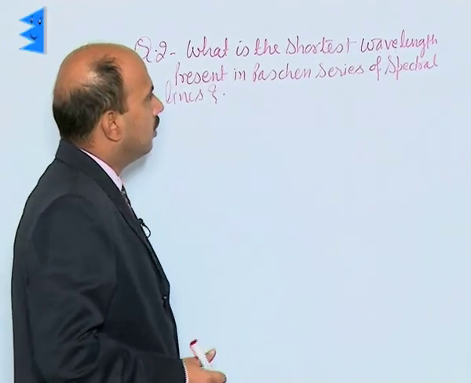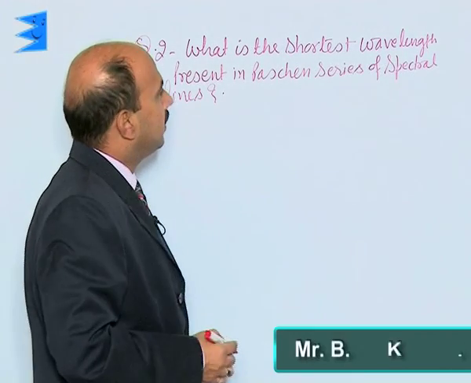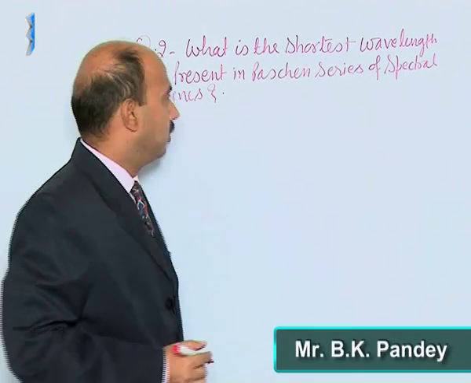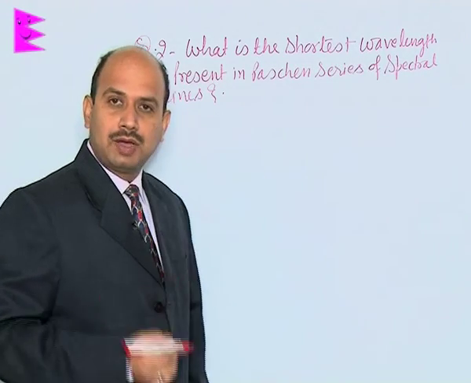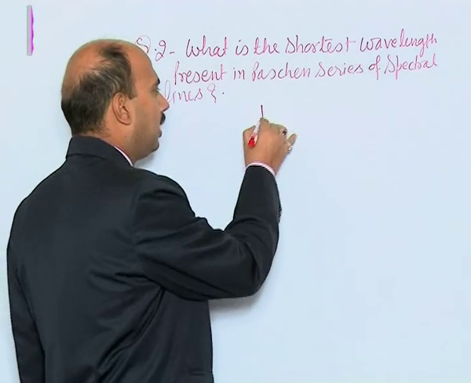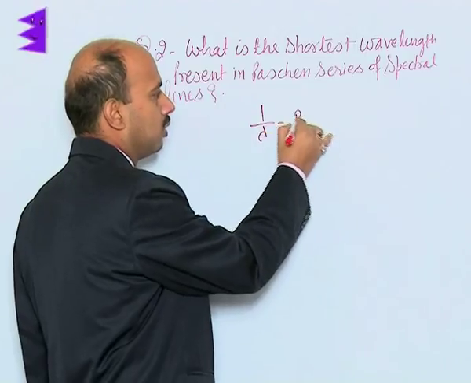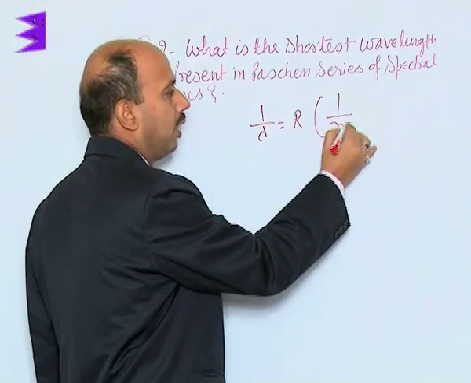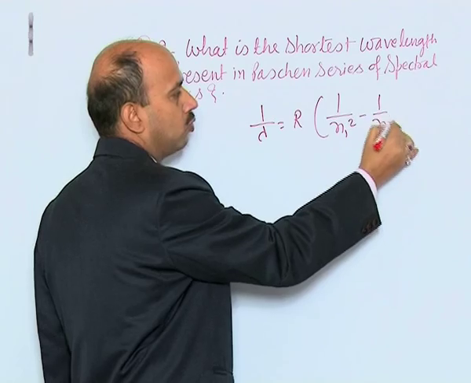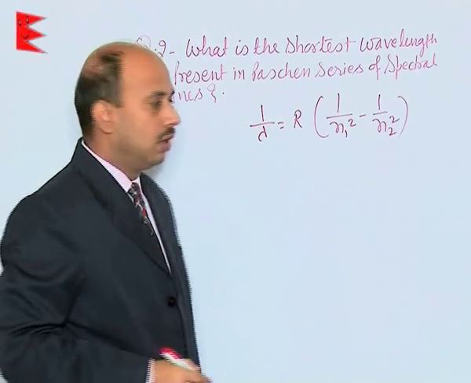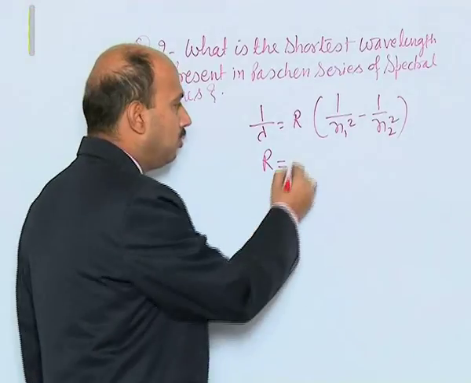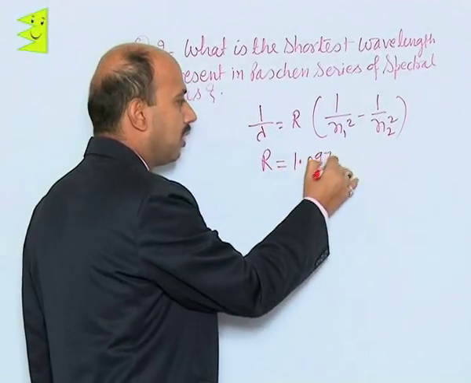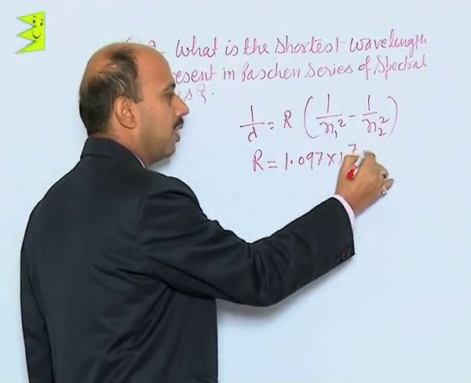Now say in this question, what is the shortest wavelength present in Paschen series of spectral lines? You know, we have done spectral lines of hydrogen atom and we have got the relation 1 upon lambda is equal to R into 1 upon n1 square minus 1 upon n2 square. Here we know the value of R, that is Rydberg constant, that is 1.097 into 10 raised to power 7 per meter.